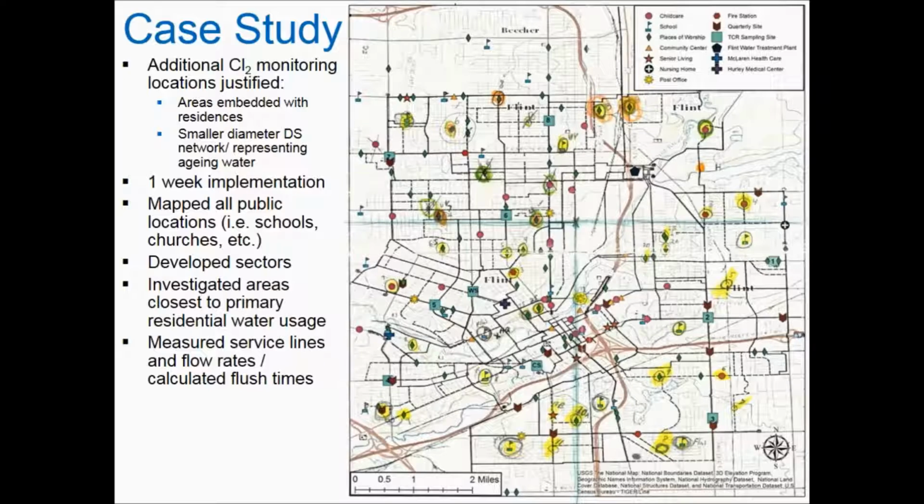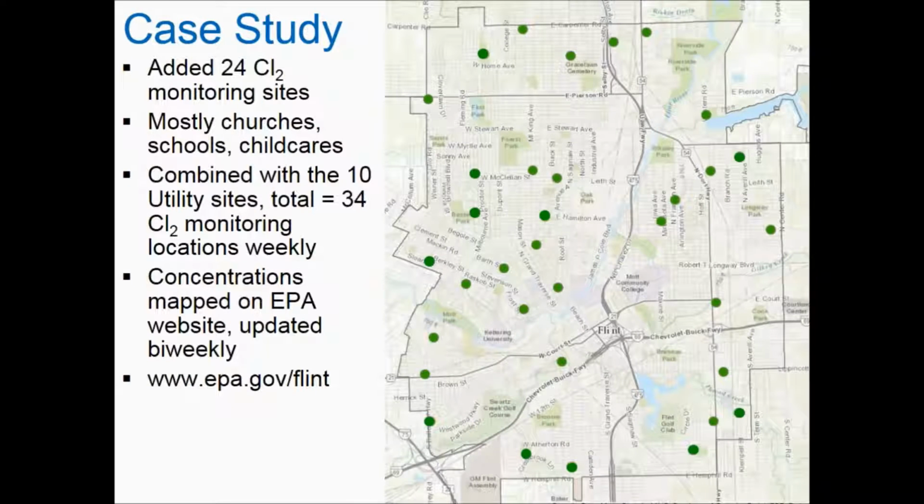So we were able to add 24 monitoring sites that were mostly churches, schools, and child cares, and were mostly embedded in neighborhoods. Combining that with the utility's 10 sites gave 34 chlorine monitoring locations weekly. These concentrations were mapped on EPA's website and updated bi-weekly. You can go to the website shown here and see a GIS mapping of these concentrations for the entire year of 2016. EPA has since discontinued the monitoring of the 24 sites that we were monitoring. We did that at the end of December.